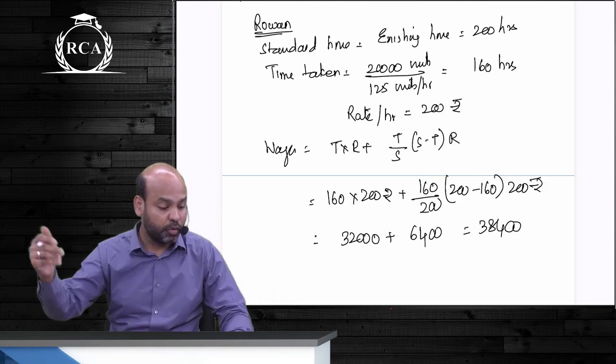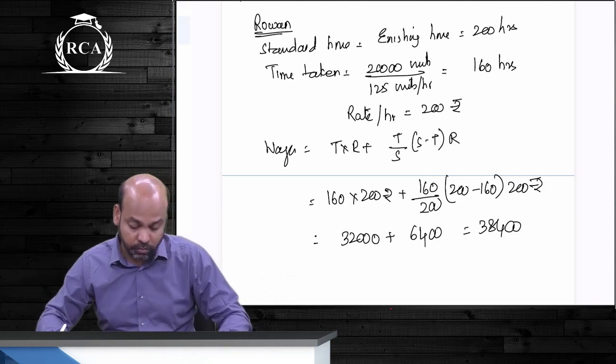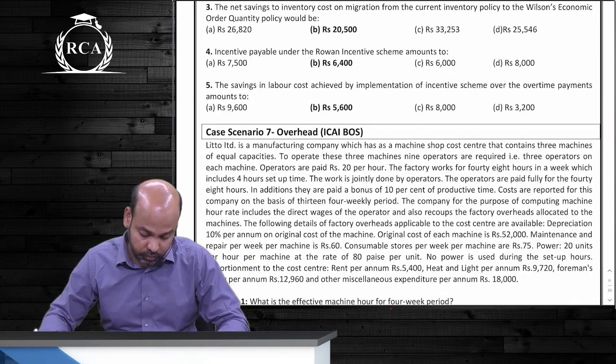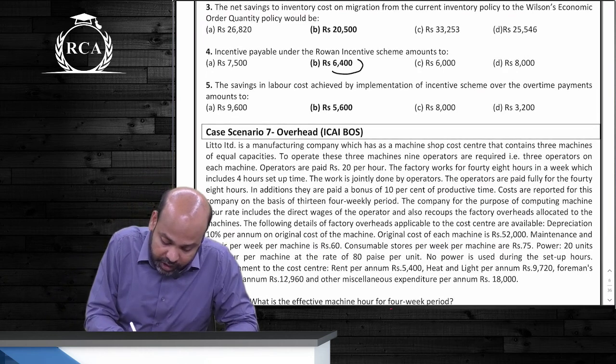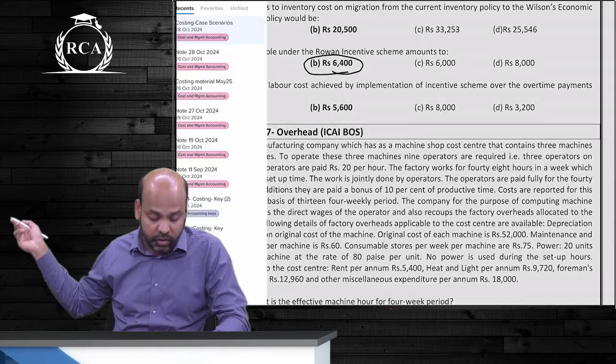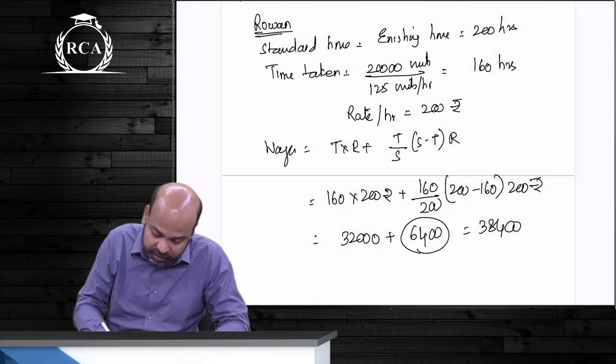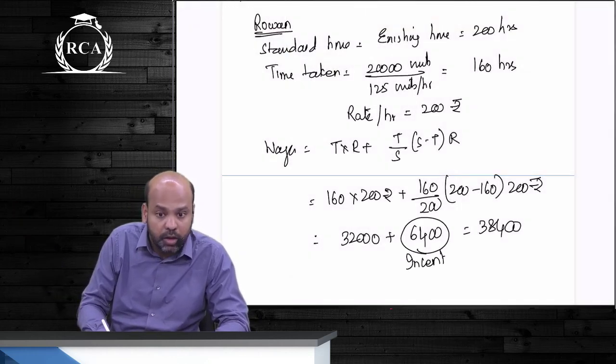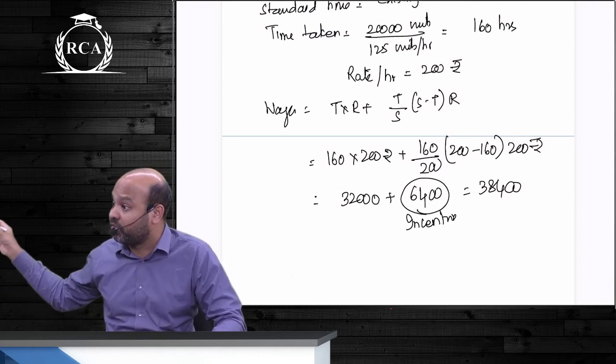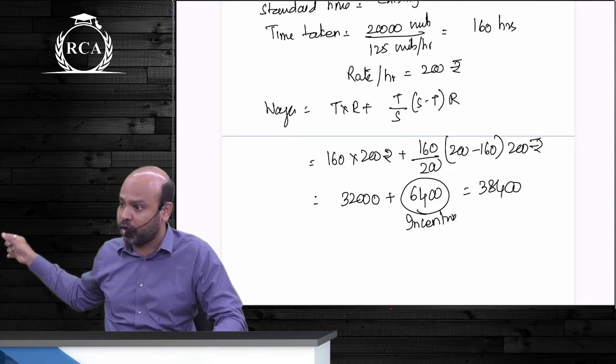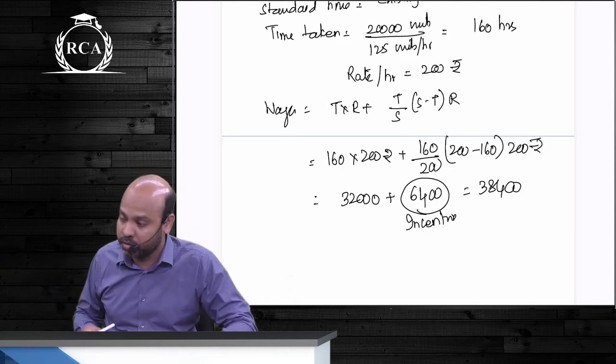Now look at the requirements. What is the incentive that we are paying under Rowan scheme? Did we not get 6,400? This is the incentive, guys. Basic wage is 32,000. Incentive is 6,400. Put together it is 38,000.